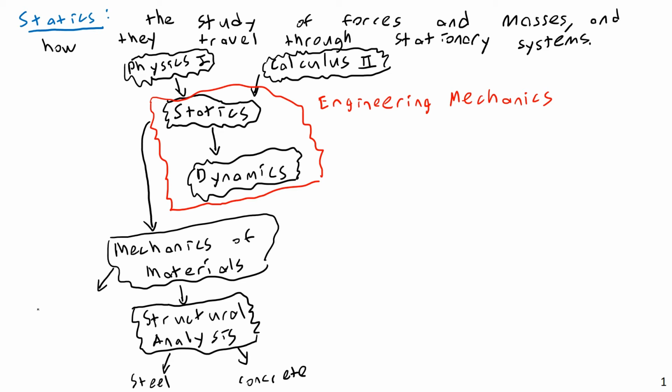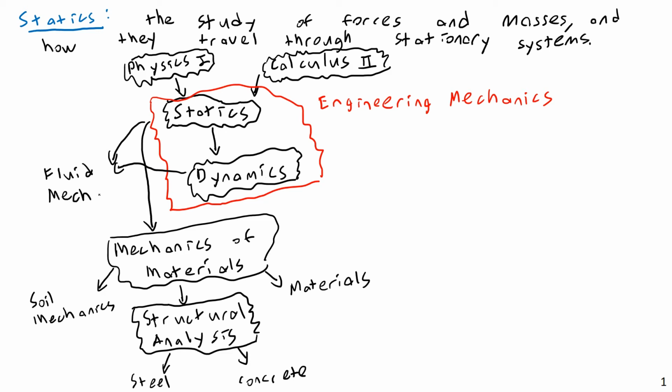For example, after mechanics of materials, you can have things like soil mechanics. You can have your materials courses, your civil engineering materials courses, etc. And you can also have other offshoots from statics, like, for example, fluid mechanics. It comes off of statics and dynamics, usually. Many of the things we're going to look at in terms of centroids and distribution of forces are very applicable to the study of fluids. And there are many applications to this as well in mechanical engineering.